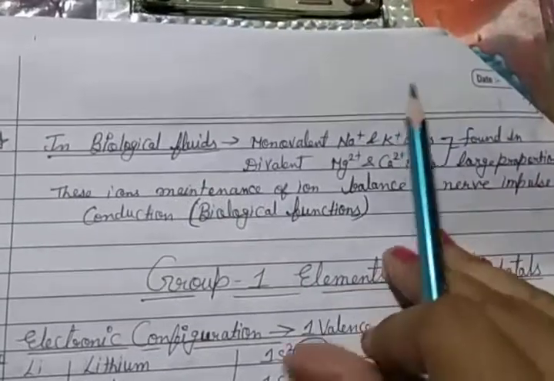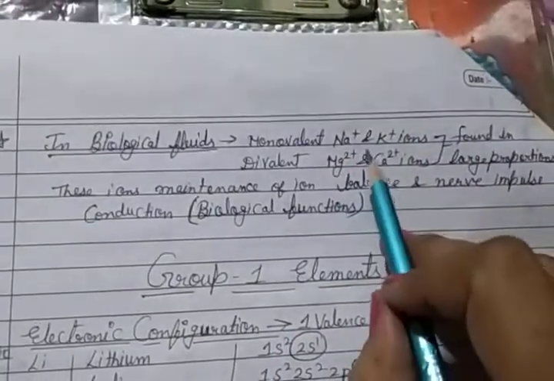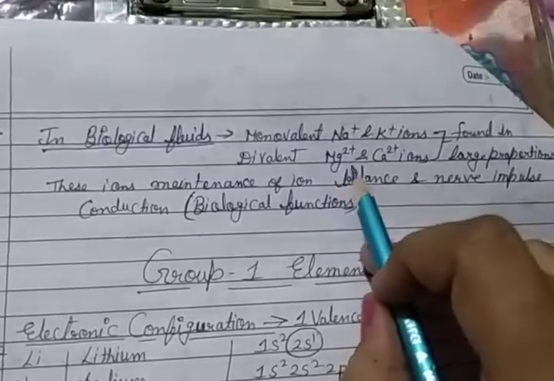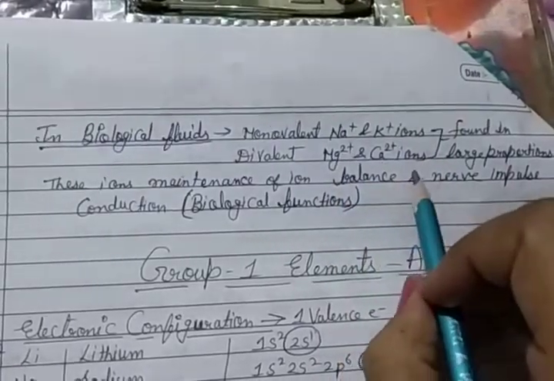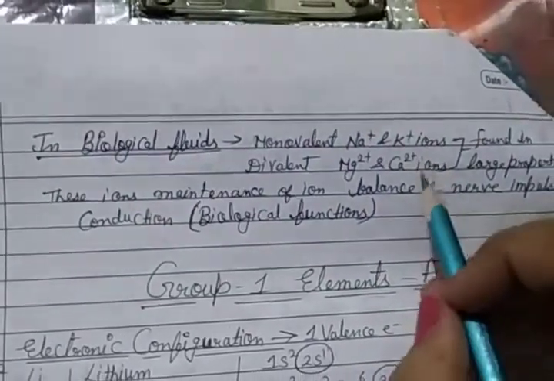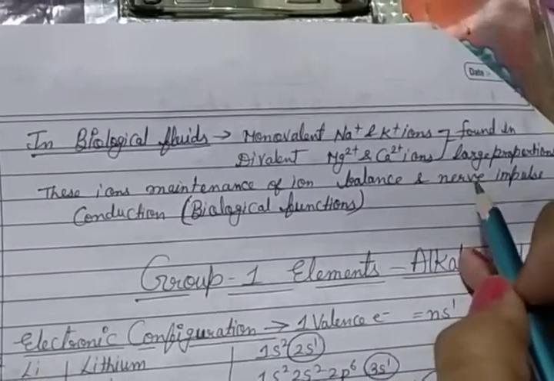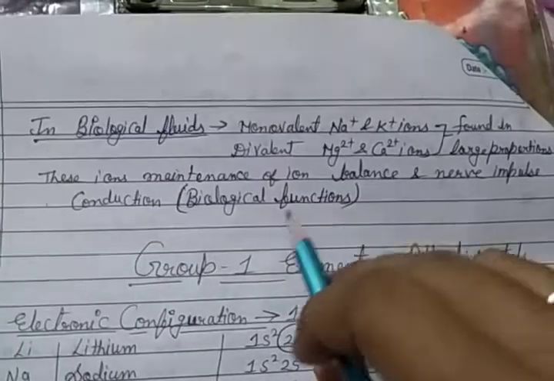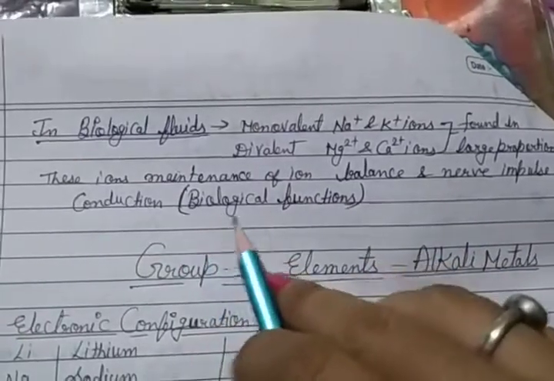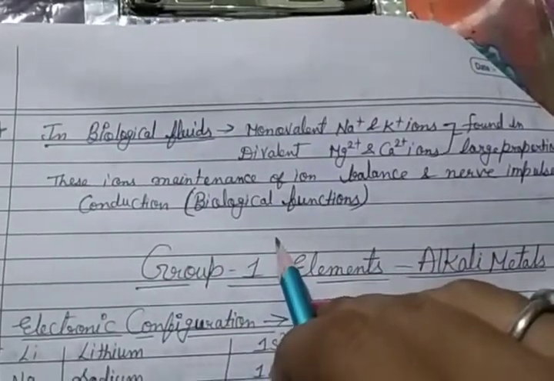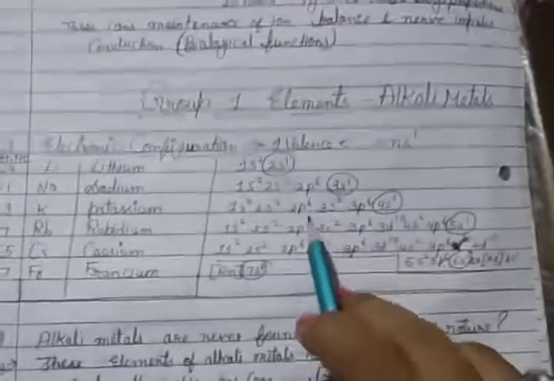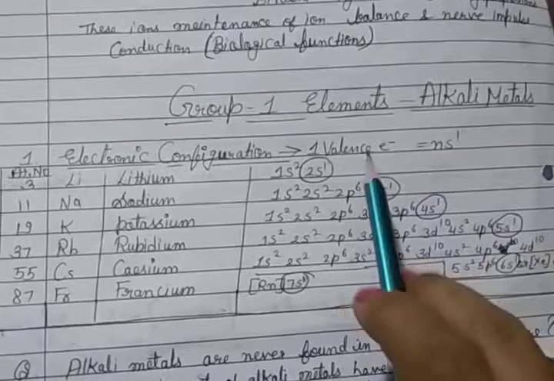In biological fluids, there are monovalent ions, sodium and potassium, and divalent ions, magnesium and calcium 2+. These monovalent and divalent ions are found in large proportions, and they maintain ion balance and nerve impulse conduction, which are biological functions. So we have to start with group first elements, the alkali metals.